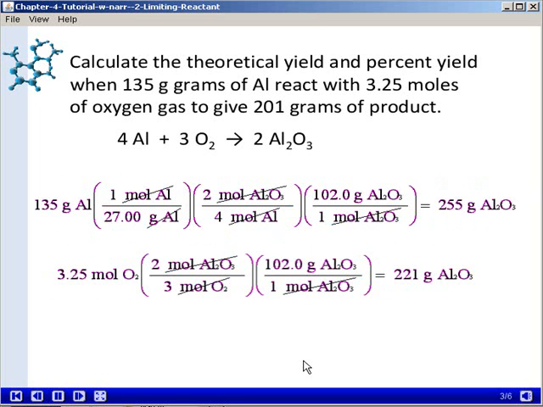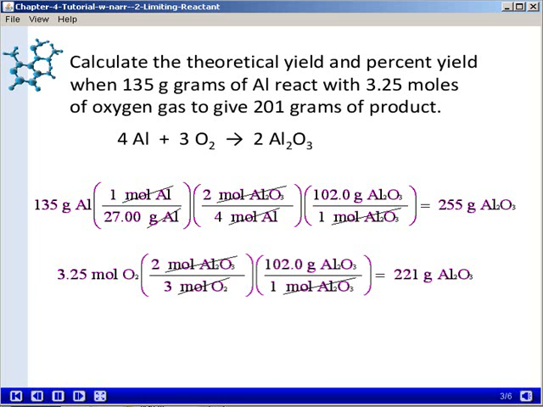There's a lot of information on this page, but the top calculation involves taking the given mass of 135 grams of aluminum, first converting from grams to moles of aluminum using the molar mass of aluminum. The second conversion factor is a mole ratio that we obtain from the coefficients in the balanced equation that converts from moles of aluminum to moles of the product, aluminum oxide. And the last conversion factor is one using the molar mass of aluminum oxide to convert from moles of aluminum oxide to grams of aluminum oxide. The result of that calculation is 255 grams of Al2O3.